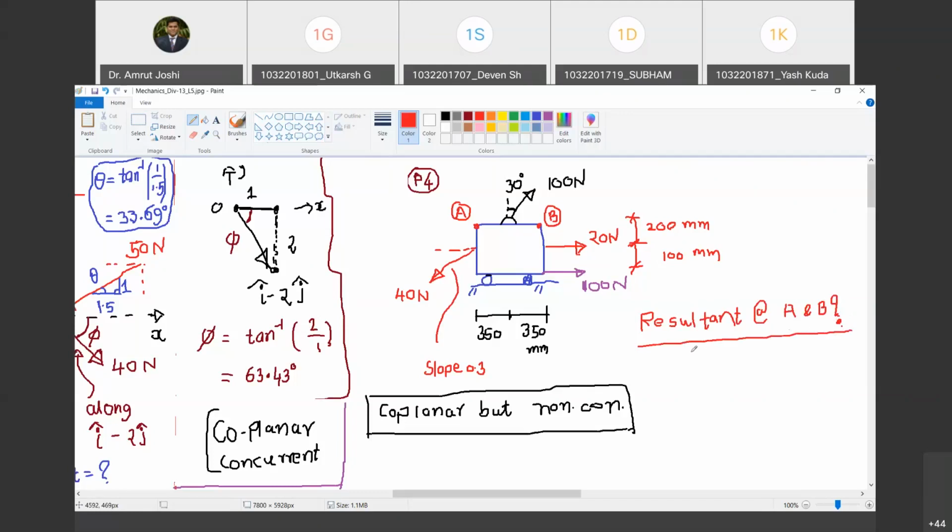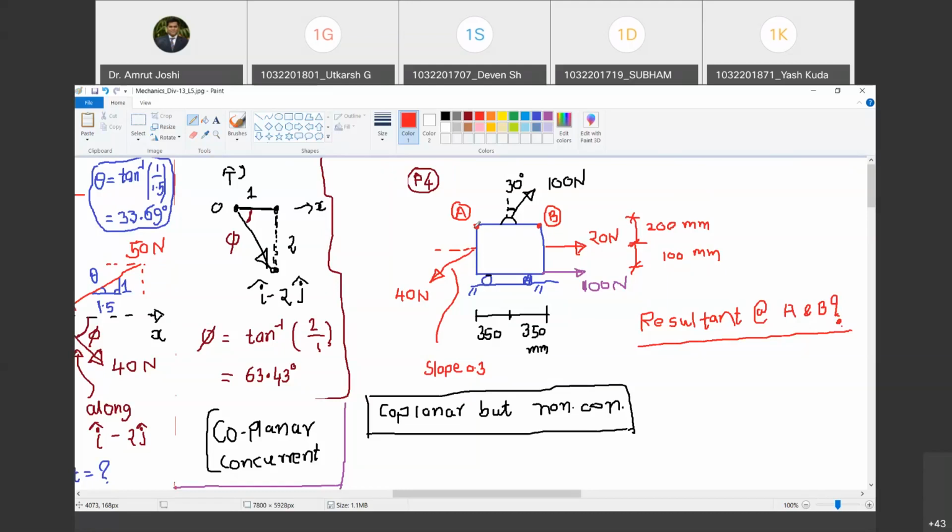This means at a time you have to find out the resultant at only a single point. Not that you find the resultant at A and B together, not like that. First find out what is the resultant at A, then find out what is the resultant at B. Are you with me? Yes, sir.